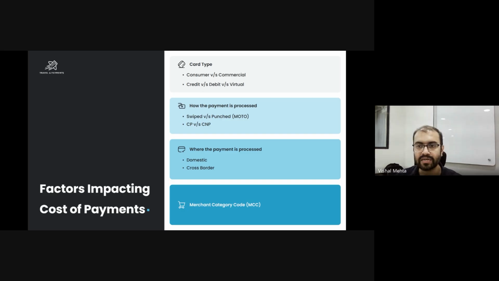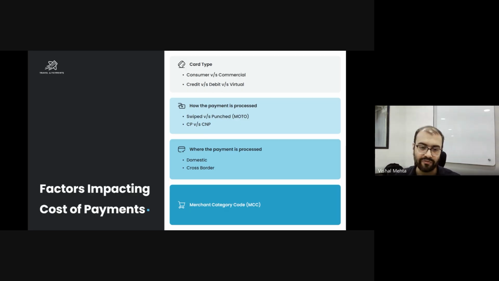And the most important thing in the cost of payments, where is the payment processed? A domestic transaction is almost always cheaper than a cross-border transaction. There are some examples or exceptions to this, but more often than not, a domestic transaction is cheaper than a cross-border transaction. There's one more very, very important criterion, merchant category code. Actually, we can have one whole session on merchant category code, but MCC is very important because when you onboard as a merchant to any provider, to Stripe or others, they will assign an MCC to you.